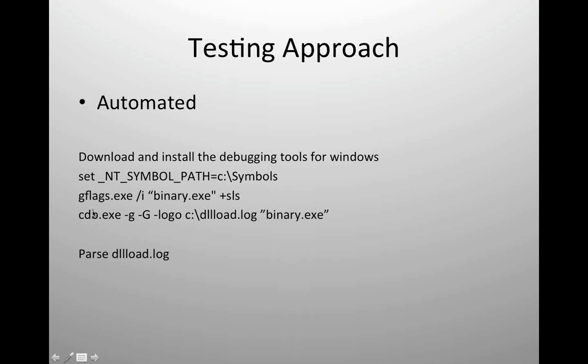Then there are two binaries that come along with the debugging tools: one is gflags and the second is cdb. With gflags.exe, with parameters /i and binary.exe, the name of your binary, plus +sls (show loader snaps), you enable the loader logging. Then run cdb.exe with some flags, and it will dump the output to a file called DLLload.log, or whatever name you want to give it, along with your binary.